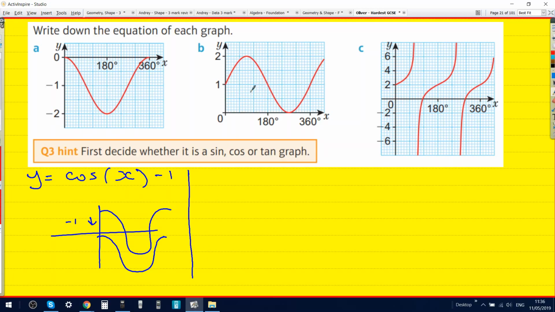How about this one? That is sine. And it has just been moved up. So it's been moved up by 1. So it'd be y equals sine x plus 1. Well done. And last one. It's moved up 2. So it'd be y equals tan x plus 2. Well done.